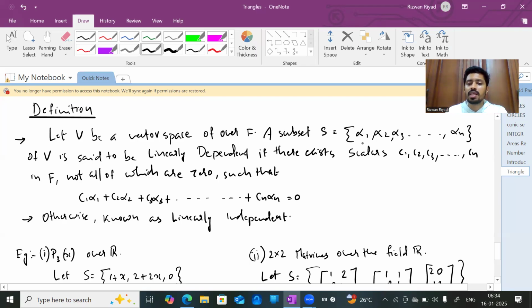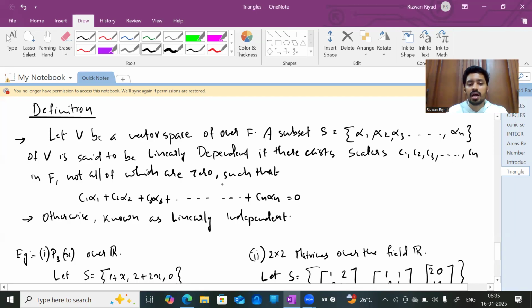Or when can we say that these vectors alpha 1, alpha 2, alpha 3, etc. to alpha n are linearly dependent? When can we say that? If they satisfy these conditions. What are those conditions? If there exist scalars C1, C2, C3, etc. to Cn in our field F, not all of which are 0. All of these C1, C2, C3, etc. to Cn should not be 0. One or two can be 0, but all of them should not be 0.